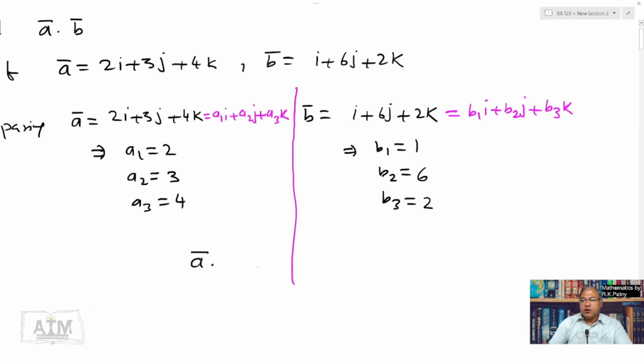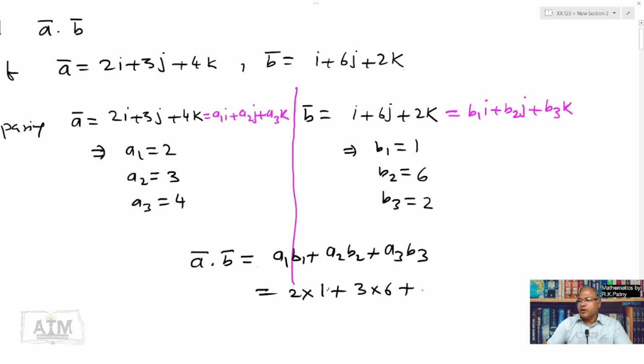Now A dot B, the formula for A dot B is nothing but A1B1 plus A2B2 plus A3B3. What is A1? 2. 2 into 1. What is A2? 3, and B2 is 6, plus A3 is 4 into 2. This equals 2 plus 18 plus 12 equals 32. So the result of A dot B is equal to 32.